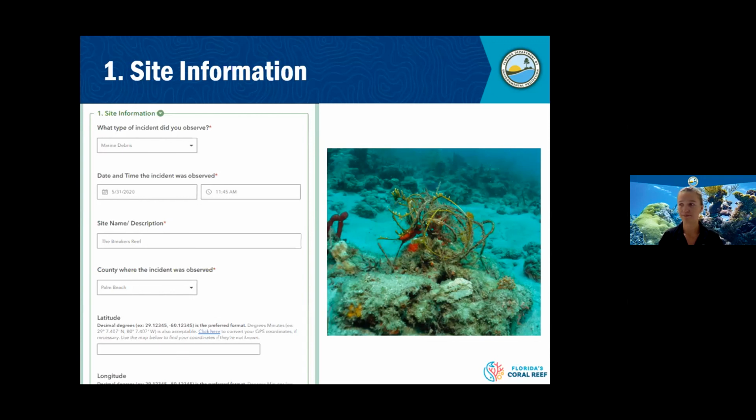And then finally, we would really love to have GPS coordinates for the latitude and longitude of where you observed the event. That way we can tell our partners exactly where the problem is that they need to respond to. But if you don't have them from GPS, there's also a map where you can select your location from in the form.